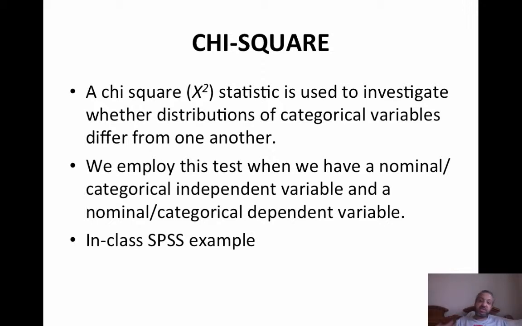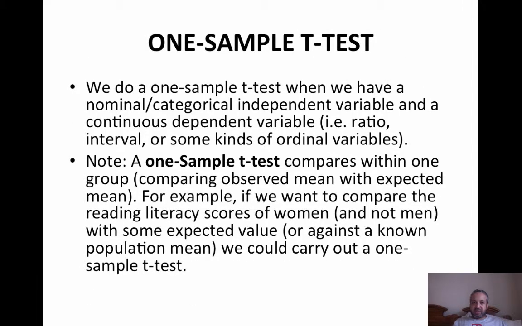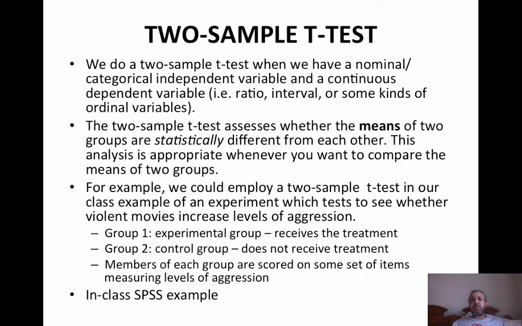Anything above that, we say there is no statistically significant difference. So, there's also the t-test. We have a two-sample t-test and a one-sample t-test. We do a two-sample t-test when we have a nominal categorical independent variable and a continuous dependent variable.